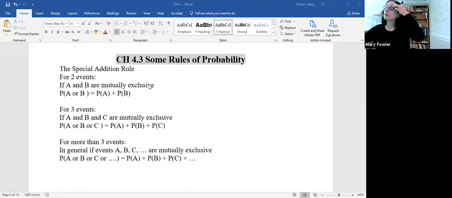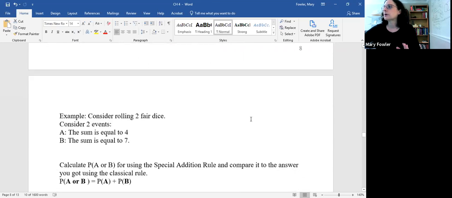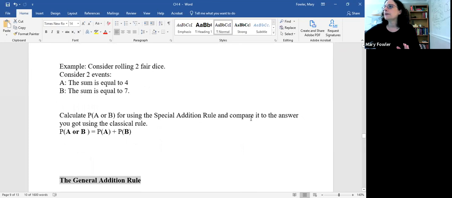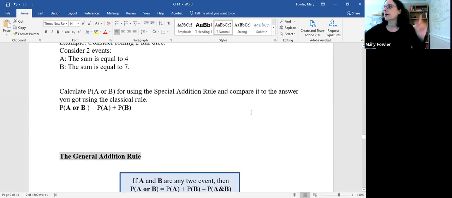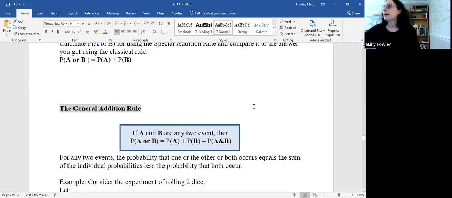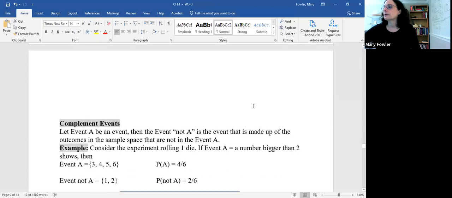Okay. So this is the special addition rule. It's for the situation when A and B are mutually exclusive. It extends to more than 2 events, 3 or more events. You just add up. As long as they're mutually exclusive, the OR probability is the sum of the individual probabilities. I believe that is the problem that's on the board, and this is the other problem that's on the board.